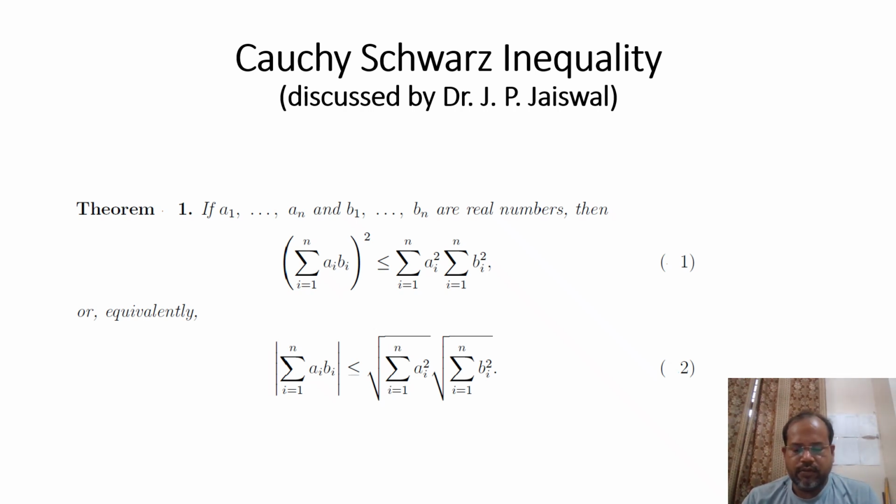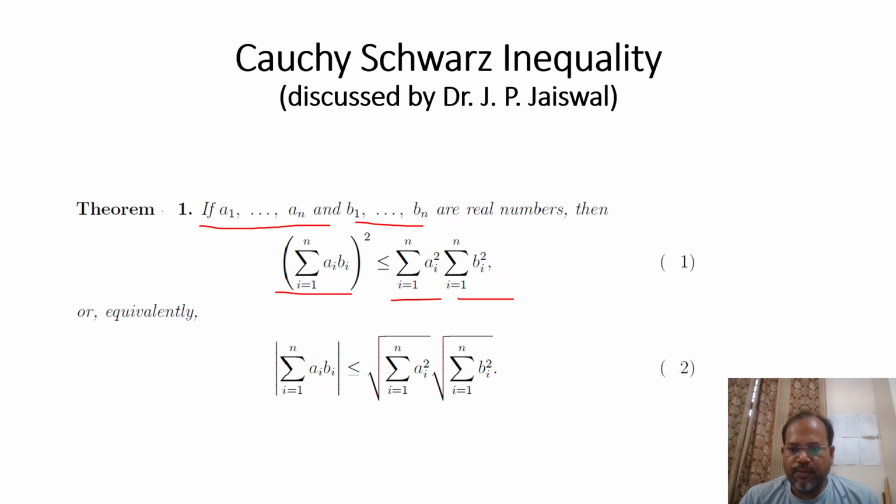Good morning, everyone. We are going to discuss a very important inequality called the Cauchy-Schwarz inequality. The statement is that if a1 to an and b1 to bn are n-tuples of real numbers, then the square of the summation of the products ai bi is less than or equal to the summation of ai square times the summation of bi square. Or equivalently, if you take the square root of both sides, we get the second form of the inequality.